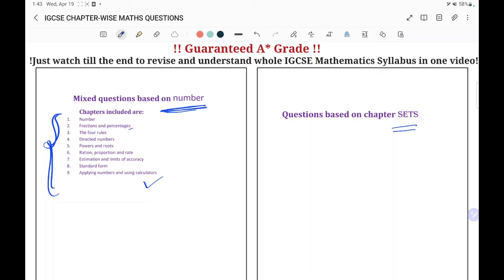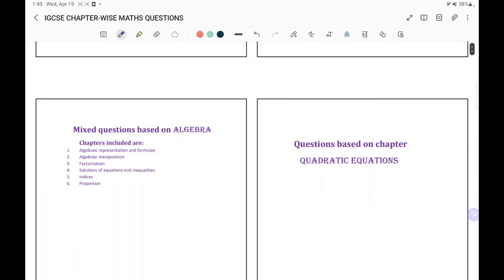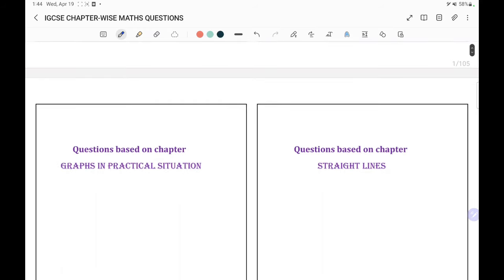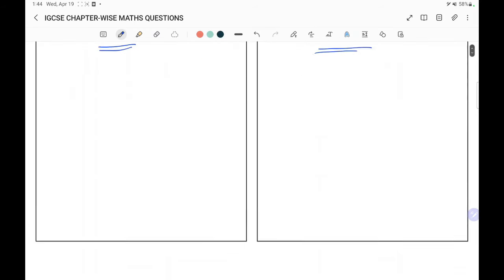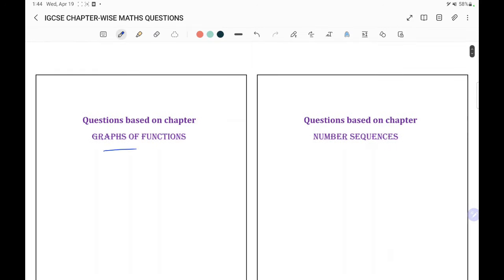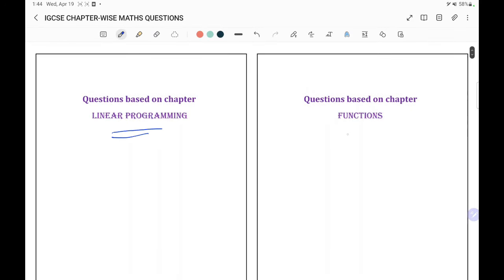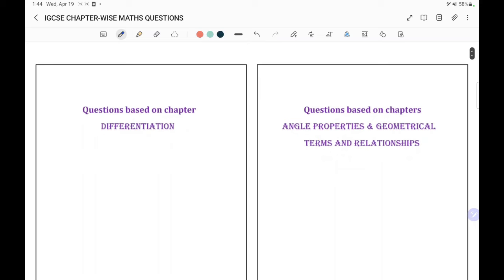And the second chapter I have considered is sets. Then the third one I have considered is algebra, where I will cover these topics' questions. Then the fourth one is quadratic equations. Then next is graphs in practical situations. Then straight lines. Then graphs of functions questions I have considered. Then number sequences questions. Then linear programming. Then functions.